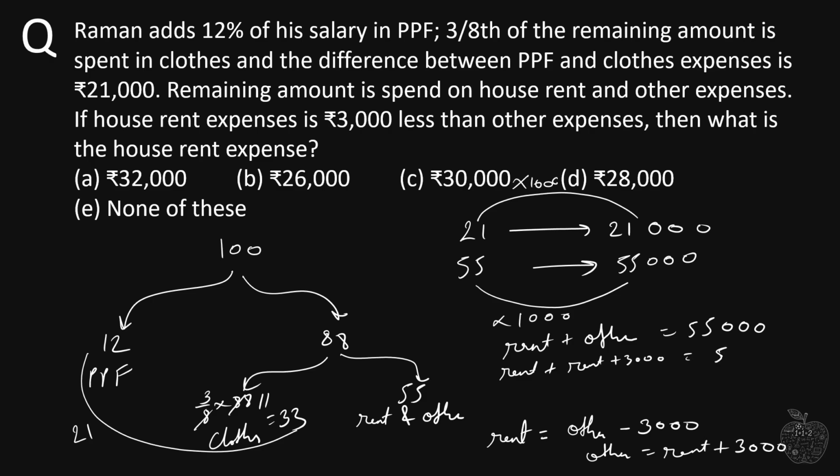is equal to 55,000. Or I can say that this is 2 rent is equal to 55,000 minus 3,000, which gives us 52,000, and 2 2s are 4, 2 6s are 12. So we have the rent which is equal to 26,000, and that is what we are asked in the question, right? What is the house rent expense? So house rent expense is 26,000, and this is our required answer. So here option B is the correct one.